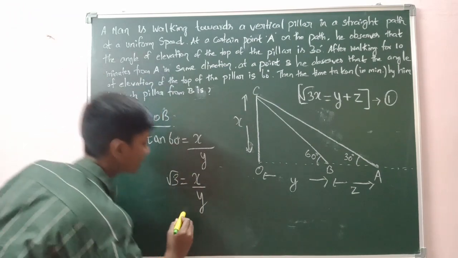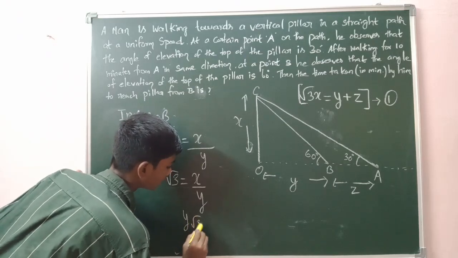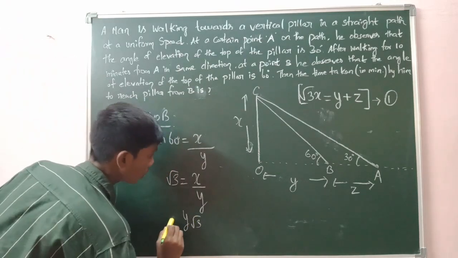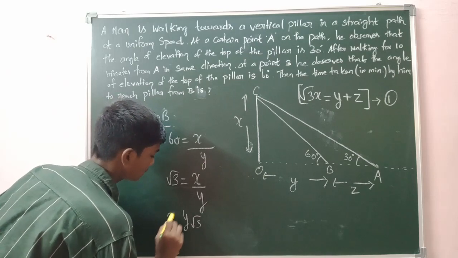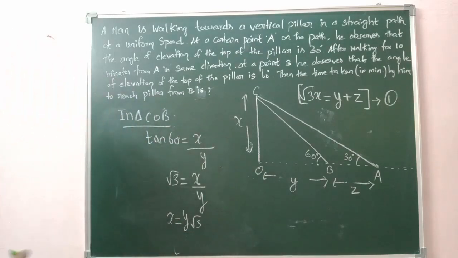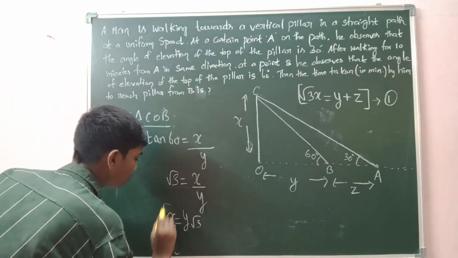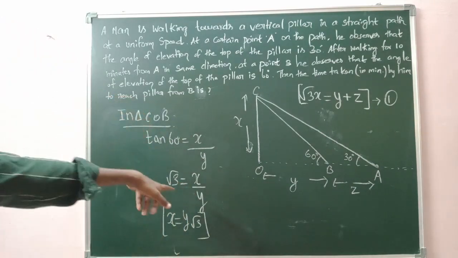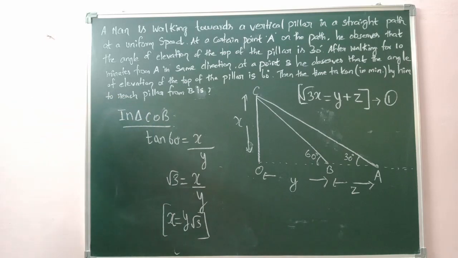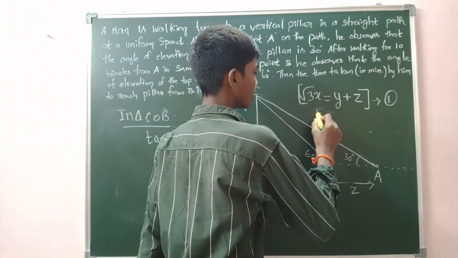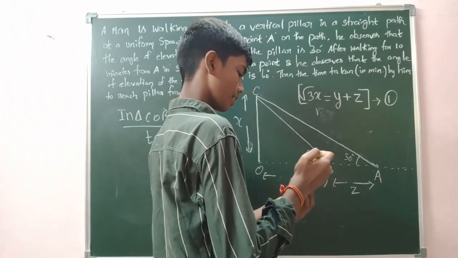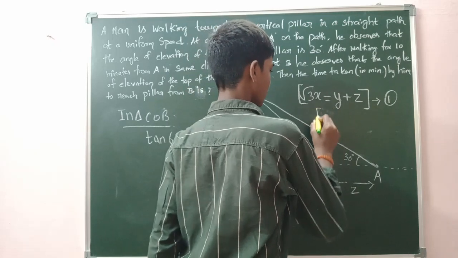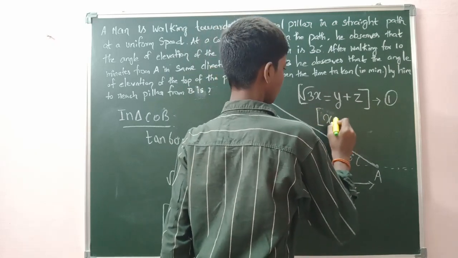So root 3 will be equal to x by y. Therefore x is equal to y root 3. Correct or not? That is what I will get when I cross multiply. When I take this y to this side, I get root 3 times y is equal to x. So x is equal to y times root 3. The very basic concept. And this is the equation which we got now.